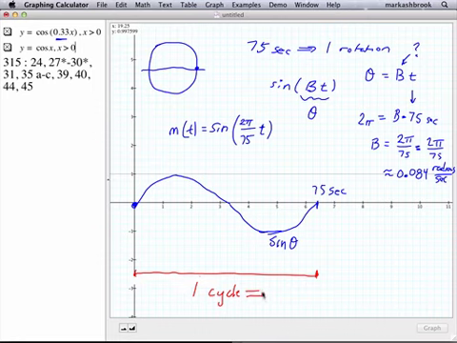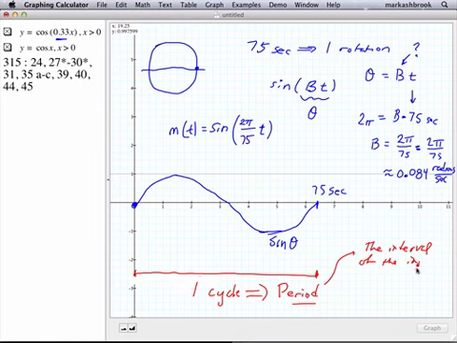And so then we have what's called the period. The period is the time, or the interval of angle or the interval of time, to complete 1 cycle. The interval of the input variable to complete 1 full cycle of output values.